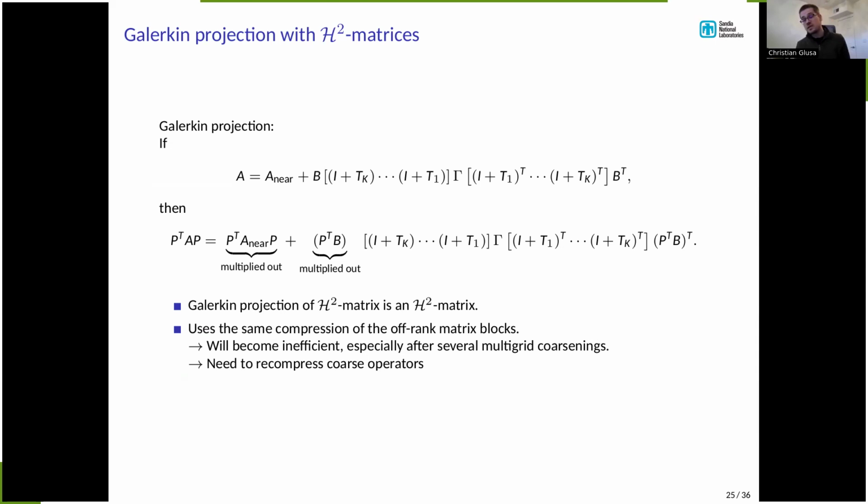What that means, though, is that we are effectively reusing the same compression as we were using on the finest level of our multigrid hierarchy. And in practice, this very quickly ends up being inefficient, because we need to recompress our operator to stay within a nice complexity envelope. So we'll have to do some amount of recompression. Next slide, please.